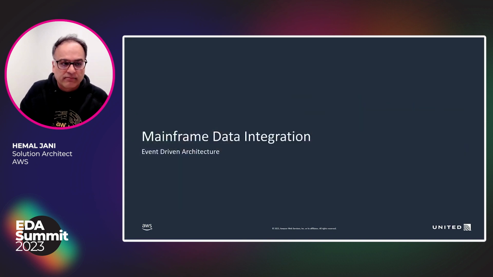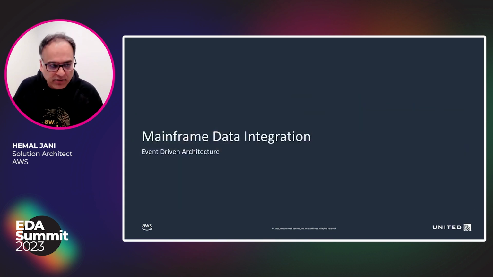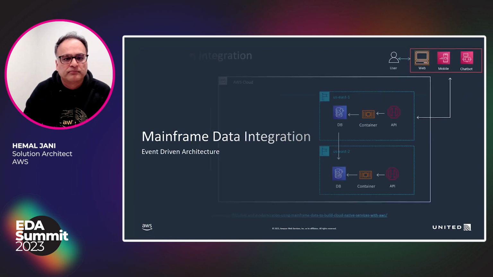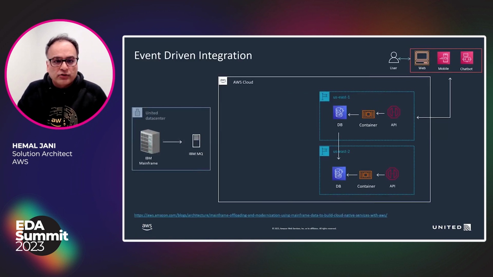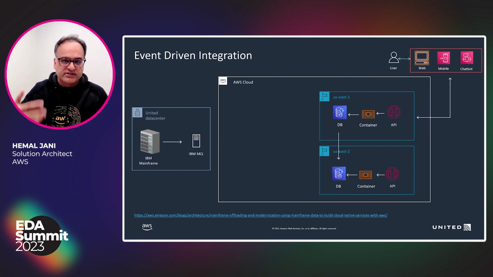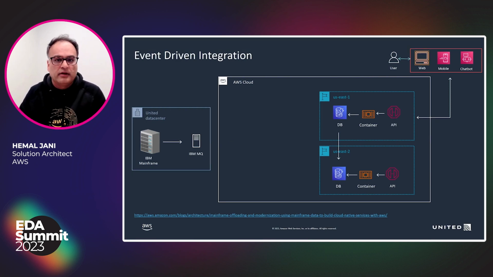Let's talk about the second pattern, the mainframe data integration. So United is building a system of engagement on AWS. The goal is to build personalized engagement channels for customers. However, the system of record still remains on-premise, locked in a mainframe system.